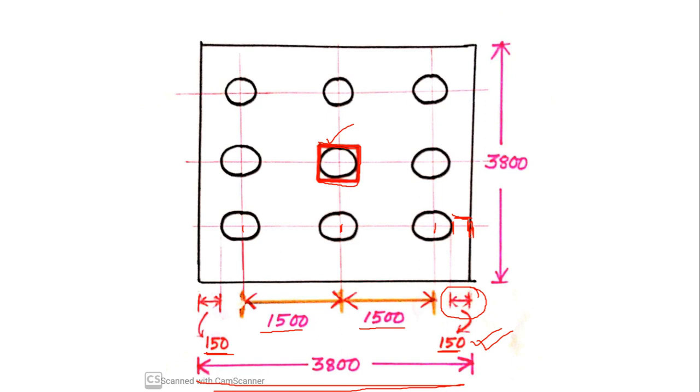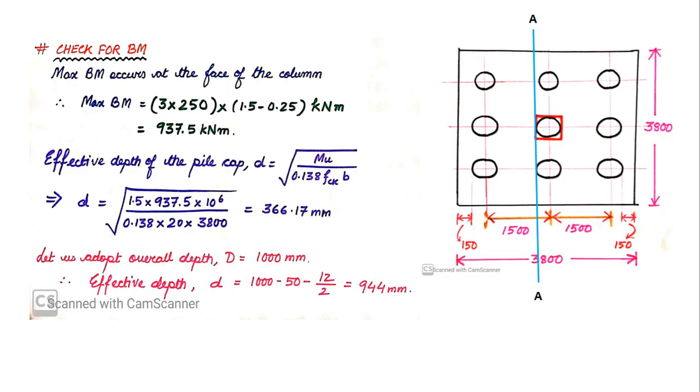Okay, so since this is a square pile cap, both the dimensions will be the same. So on the Y side also I have got the dimension to be 3800 millimeters. Now the design of a pile cap is quite similar to the design of an isolated footing, which we have learned in our college. So just like an isolated footing, the first step is check for bending moment.